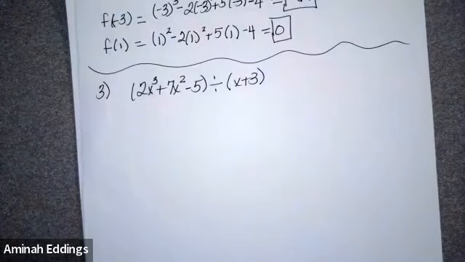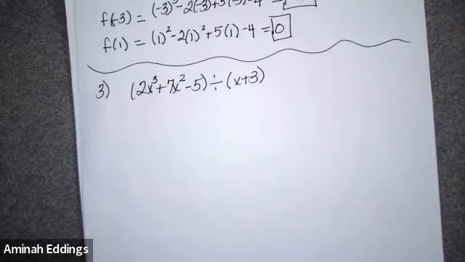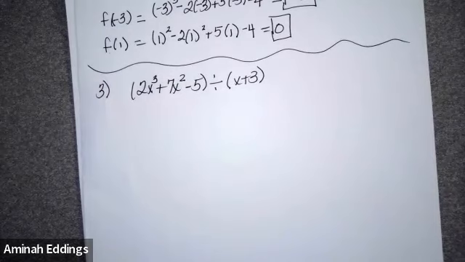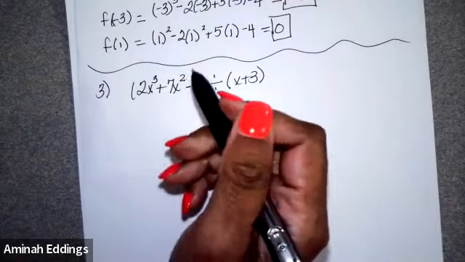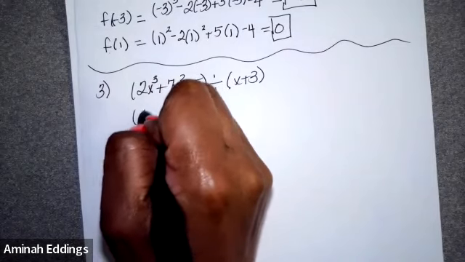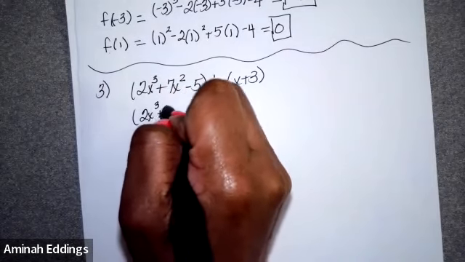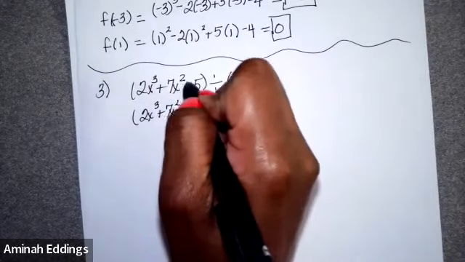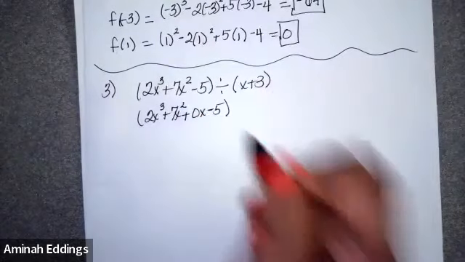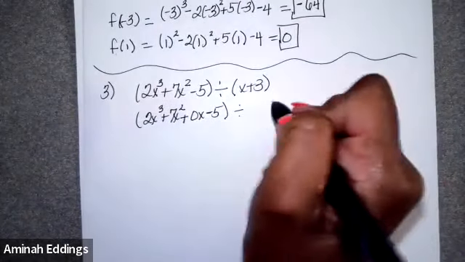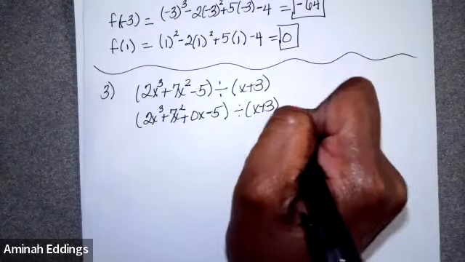Okay, so what's our first step? Good. Even before that though. Good. Are we missing anything? What are we missing? X. All right. So we're going to rewrite this and put 0 in as a placeholder for that x. So this is going to become 2x cubed plus 7x squared. We're missing that x, so plus 0x minus 5, divided by x plus 3.